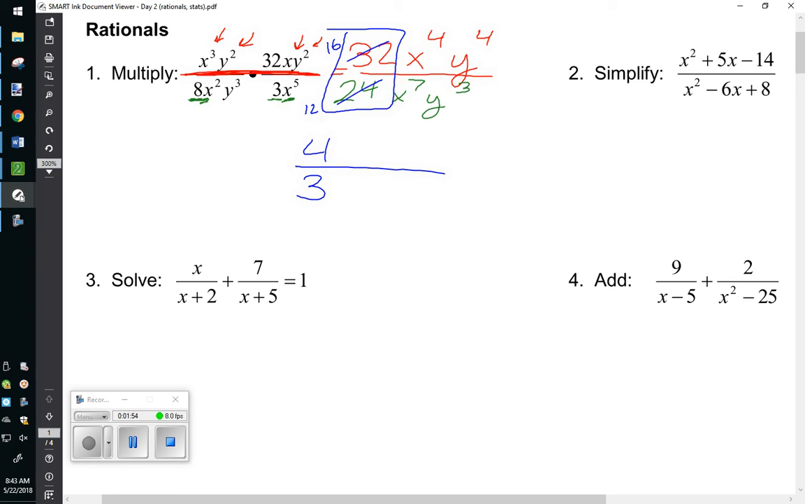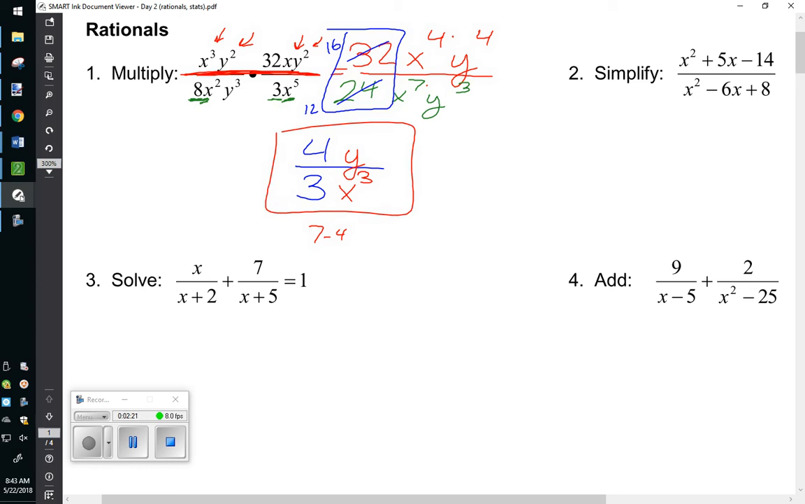Let's look at x's. Where are there more x's, on top or on bottom? Bottom, so it's going to go on bottom. What do I do with the 7 and the 4? Subtract. 7 minus 4 gets me 3 on bottom. Where are there more y's, on top or bottom? Top, it's 4 minus 3, so it's y to the 1st, or just y. There's my answer. That one's not too bad.